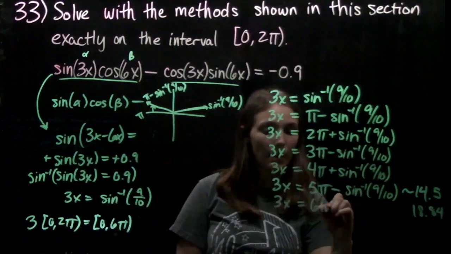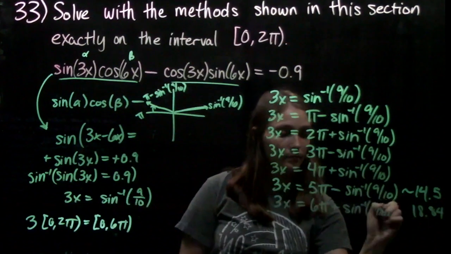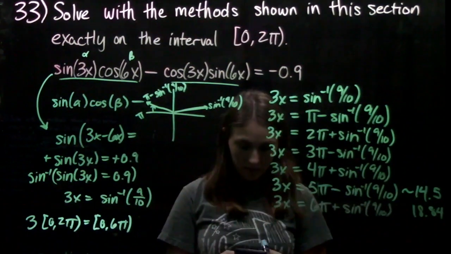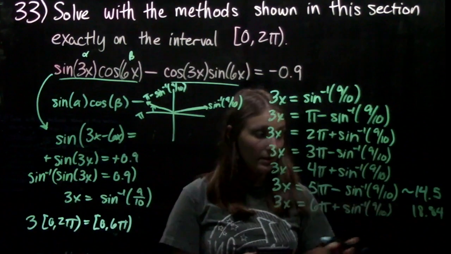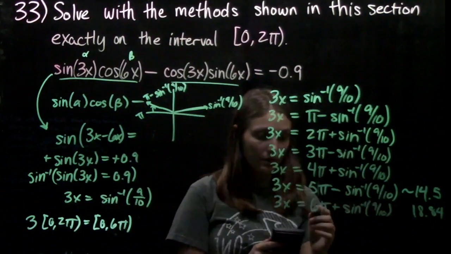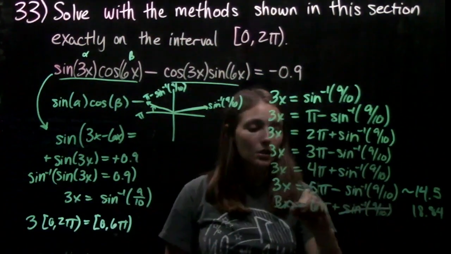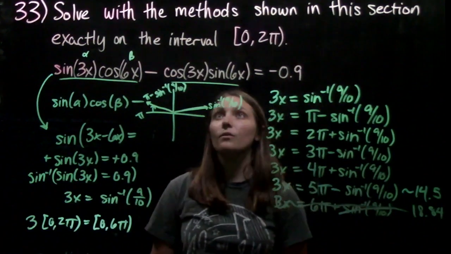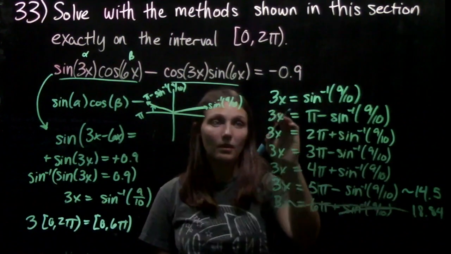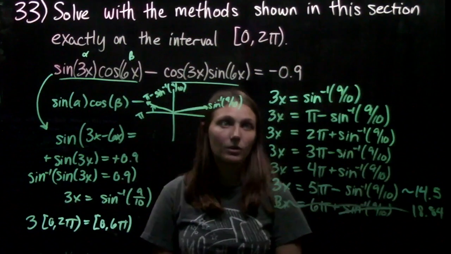So we'll get a 6 pi plus the sine. In doing so, we will find that it will exceed this 18.84, so we won't use this one. So we have 6 times pi. Oh, we can already cancel out because we're adding some. So now it said to solve for x. So now all we have to do is solve each of these equations for x, and then we'll be left with 1, 2, 3, 4, 5, 6 solutions for the equation.